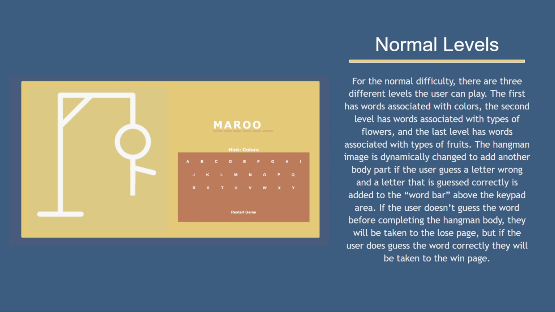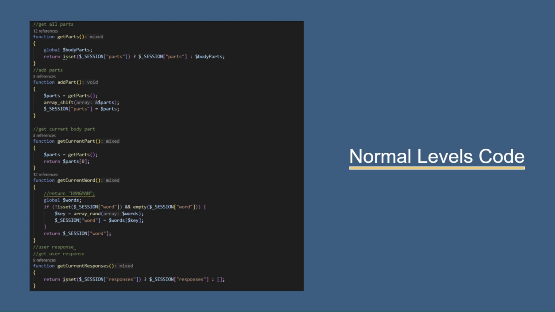If the user doesn't guess the word before completing the hangman body, they will be taken to the lose page, but if the user does guess the word correctly, they'll be taken to the win page. And here is our normal level code. This code is designed to handle key functionalities for our game, such as managing the body parts, selecting words, and tracking the user guesses.